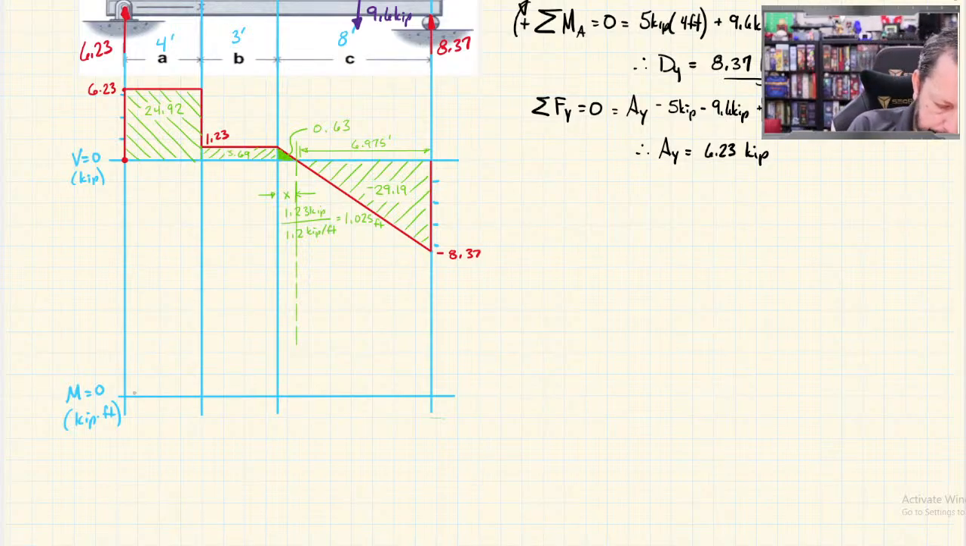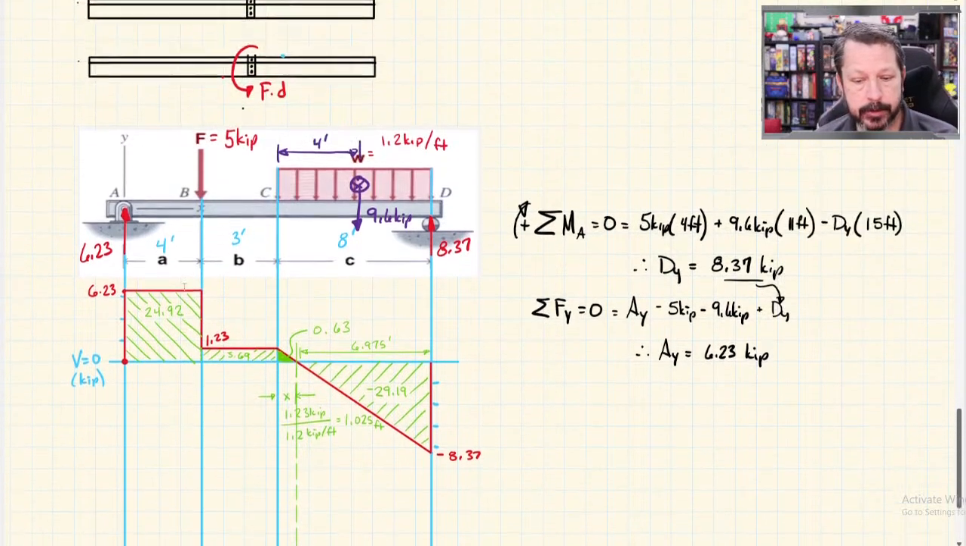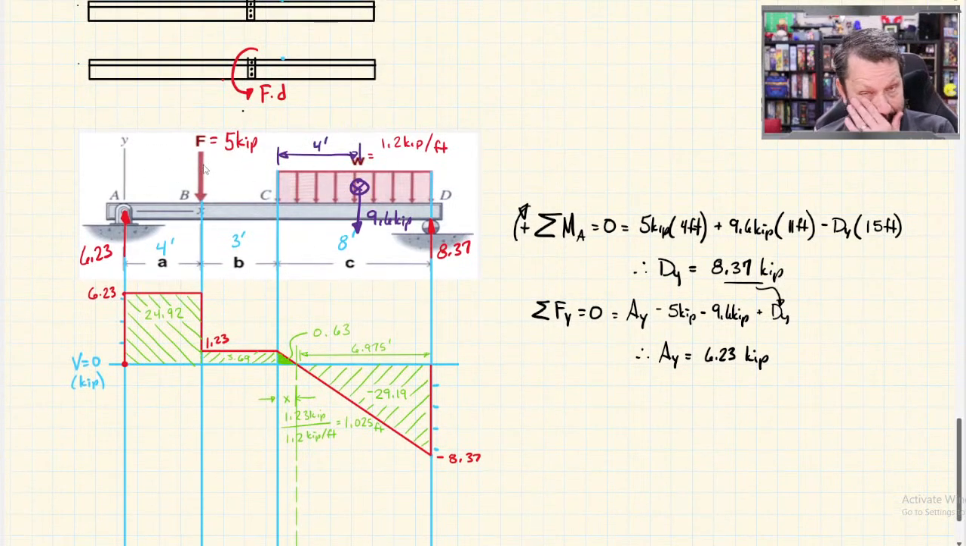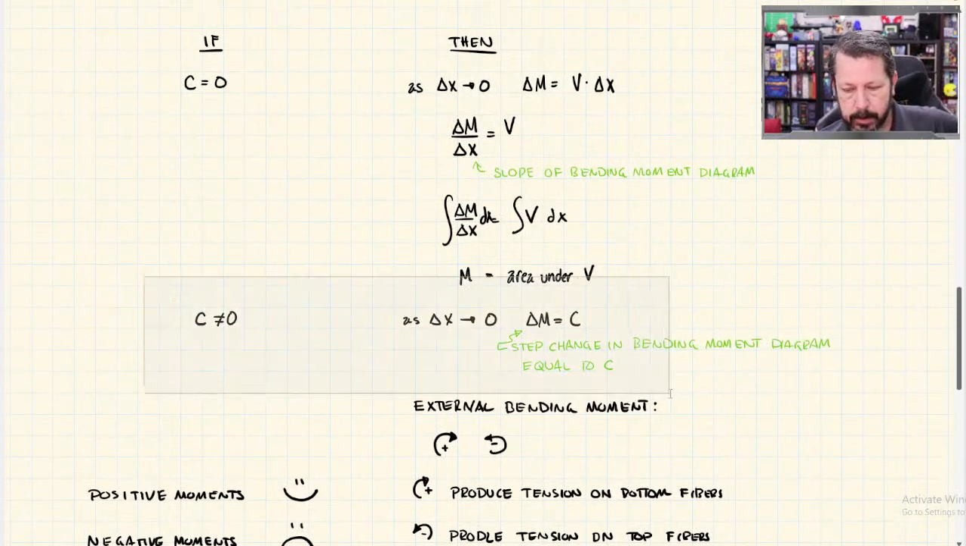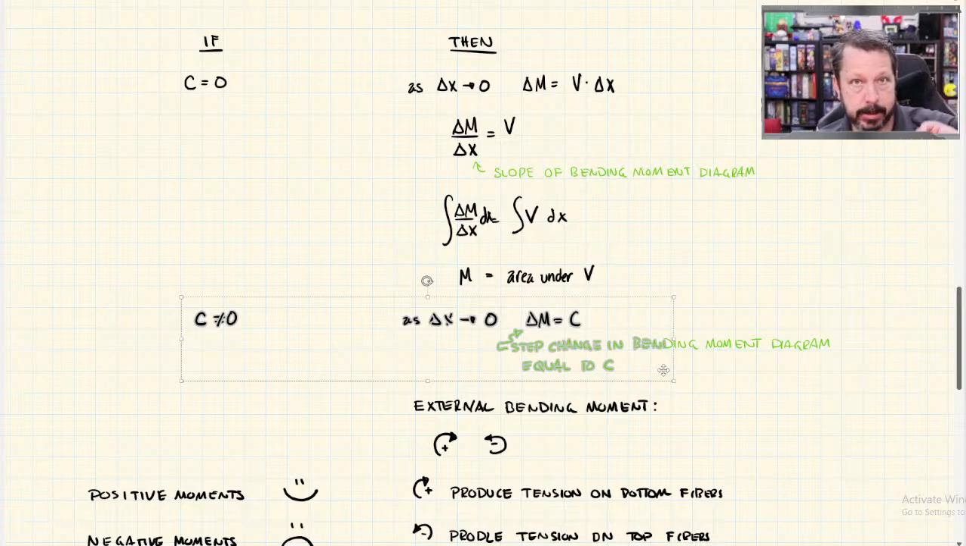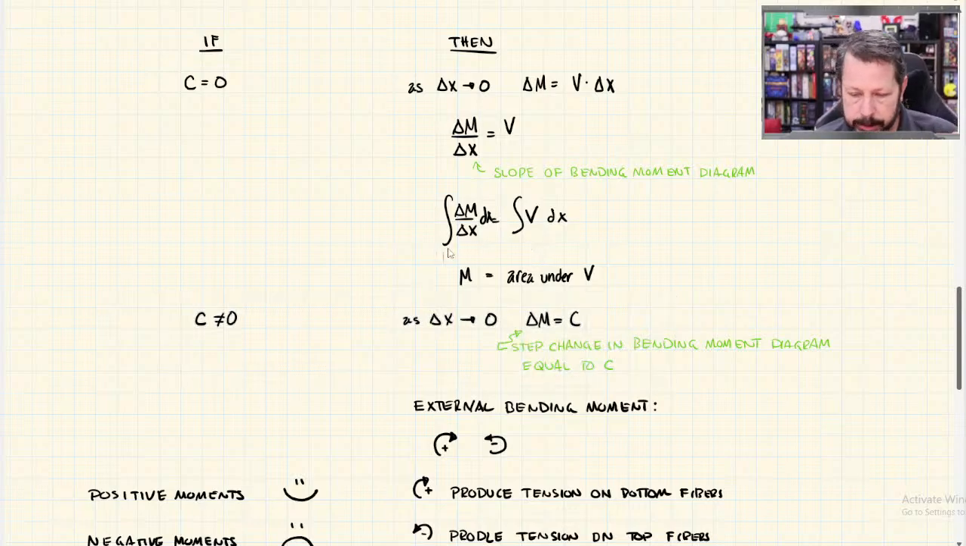Alright, we're going to start at 0. This one has no concentrated moment, right? The original beam had no concentrated moment, so we never get to this part. So there's never a step change in our moment diagram. What that means is that the M, oh, this should have been delta M, huh? The change in moment is equal to the area under the V. So I left off the delta on that M right there.